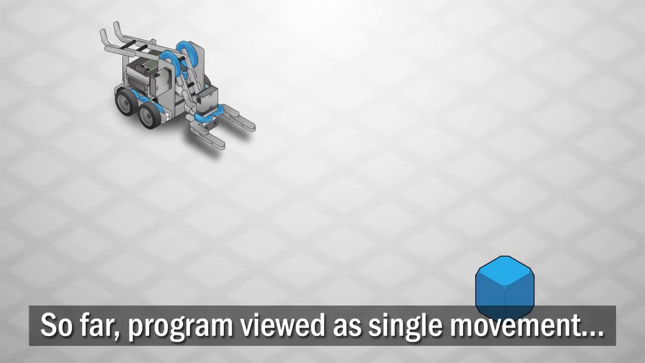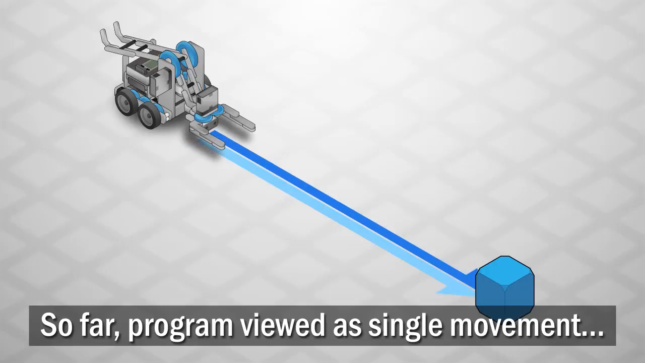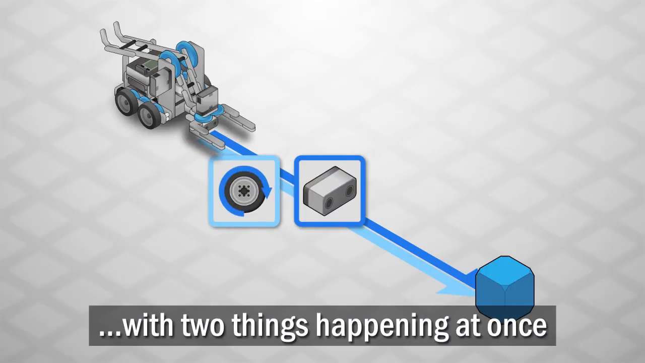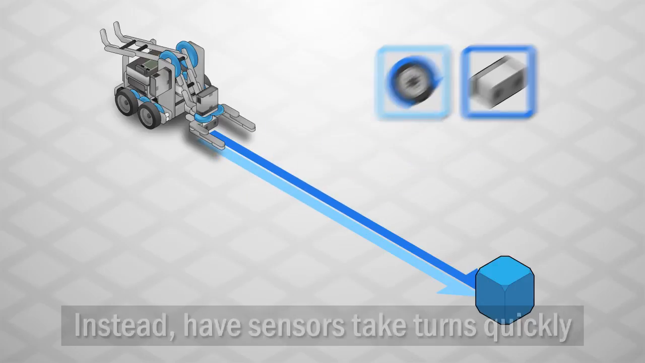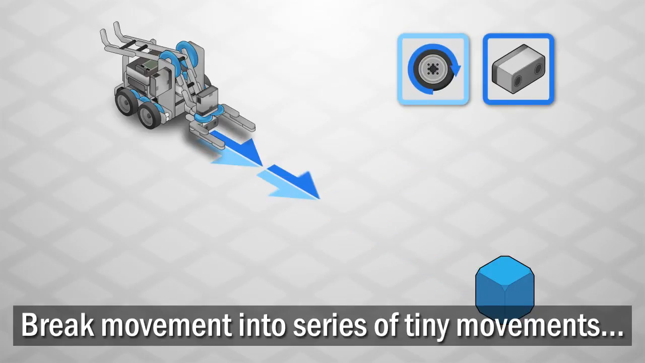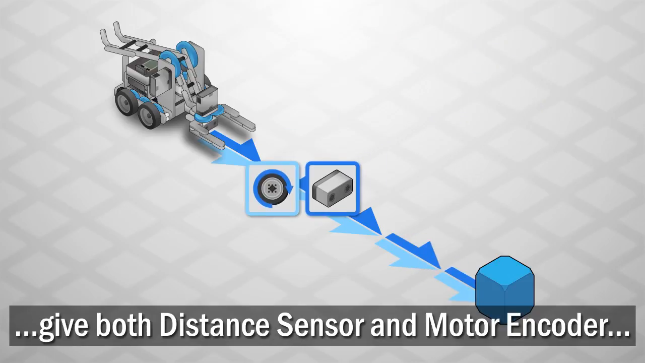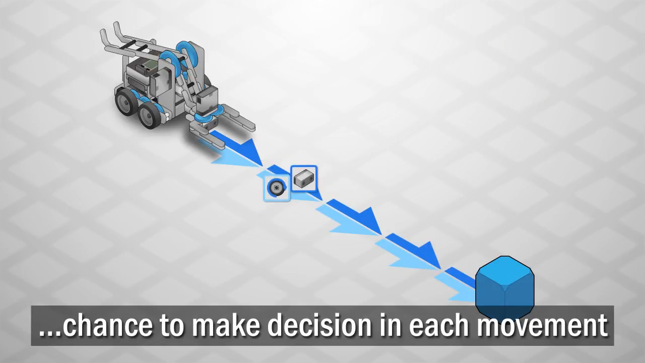So far, we've been looking at this as a single, large movement with 2 things happening at once. Instead, let's try taking turns, quickly. We'll break the big movement down into a series of tiny movements, and give both the distance sensor and the motor encoder a chance to make their decisions in each tiny movement.